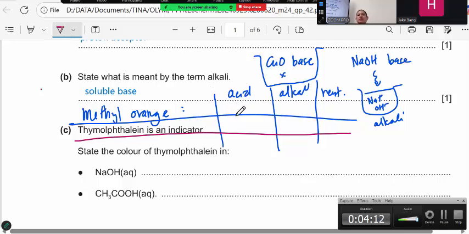Okay, methyl orange in acid is red, but thymolphthalein is colorless. This one you have to memorize. Methyl orange in alkali is yellow, but thymolphthalein is blue. Methyl orange in neutral is orange. That's why it's called methyl orange, but thymolphthalein is also colorless. So these colors you have to remember. They're not going to give them to you in the exam.